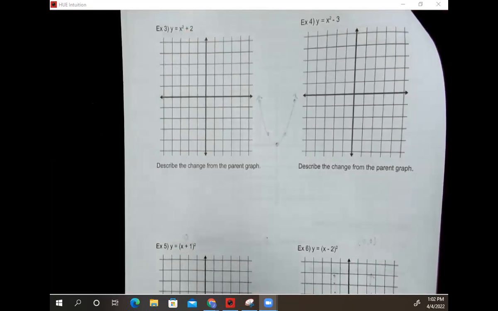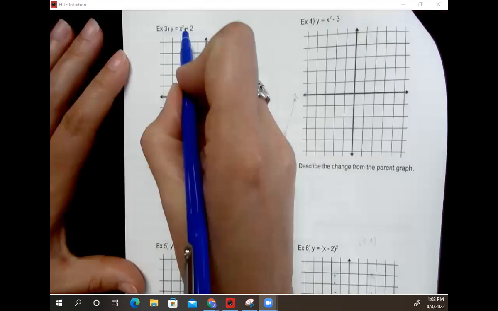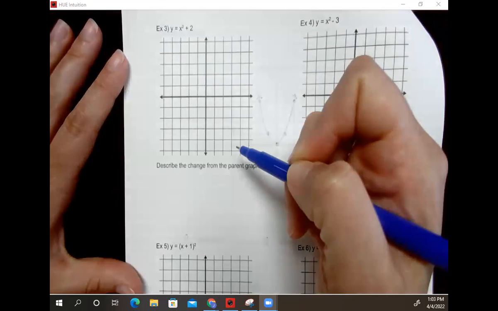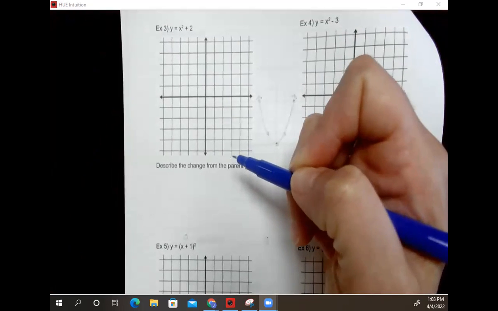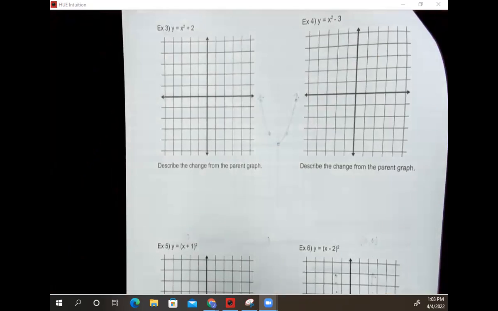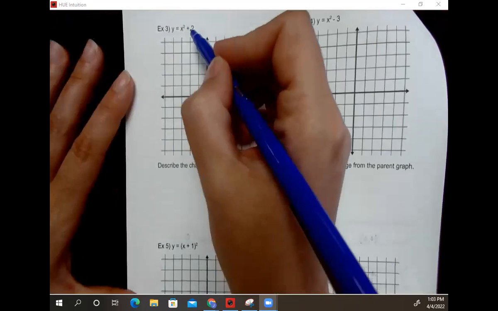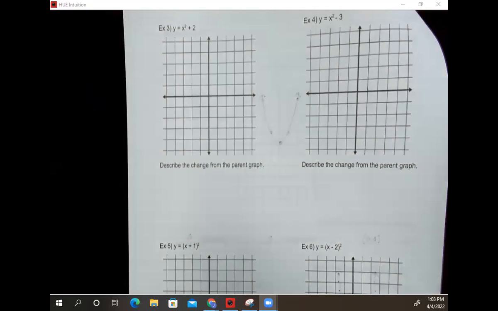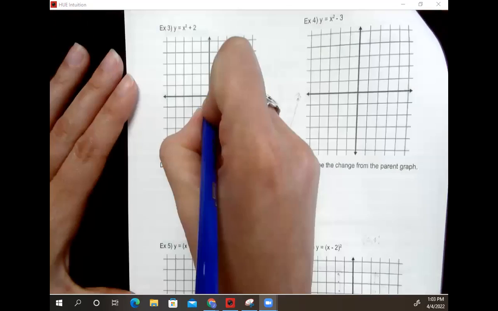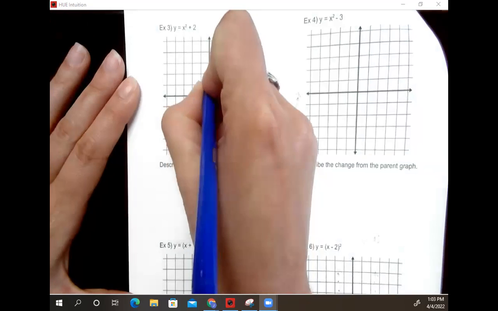So when I add or subtract at the end of my function, how's that gonna move us? Yeah, it's gonna move my graph either up or down. And these do exactly what you expect them to. So here we've got x squared plus 2. I wanna say that moves me up 2. It absolutely does. So I'm gonna take my vertex and move it up 2 spots.